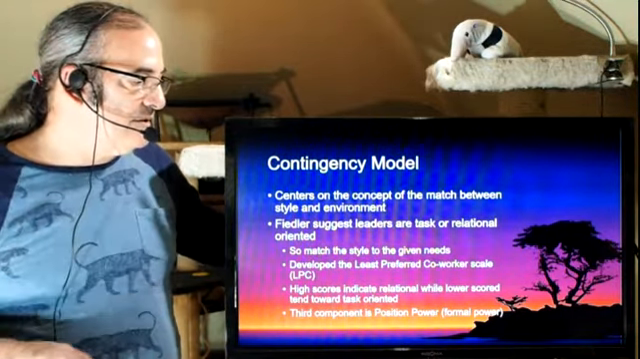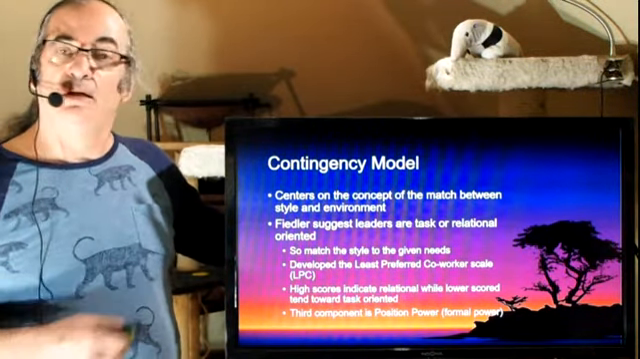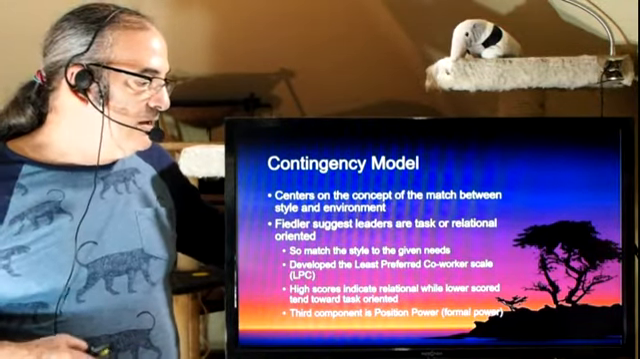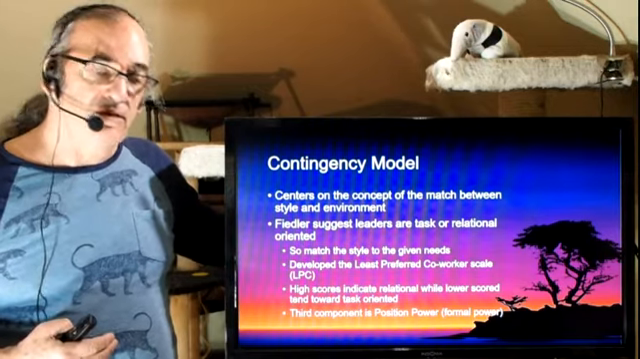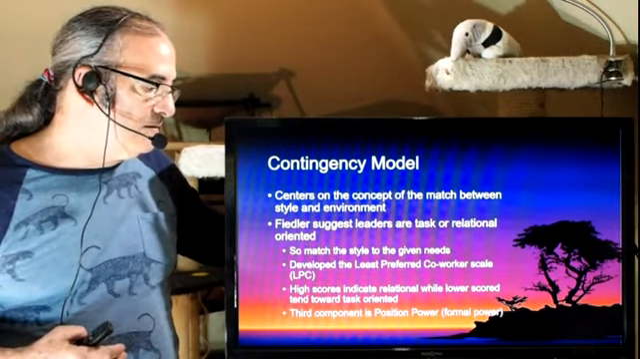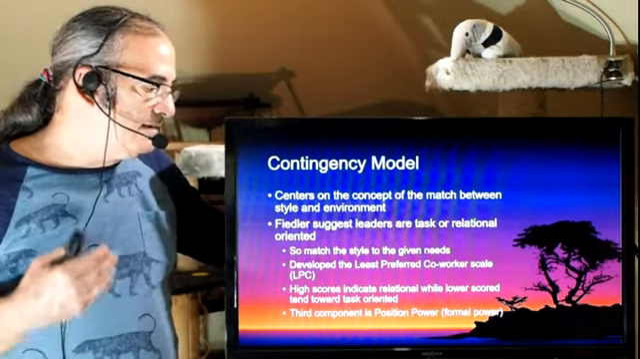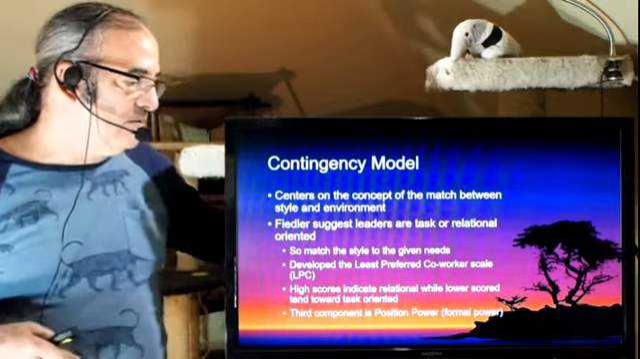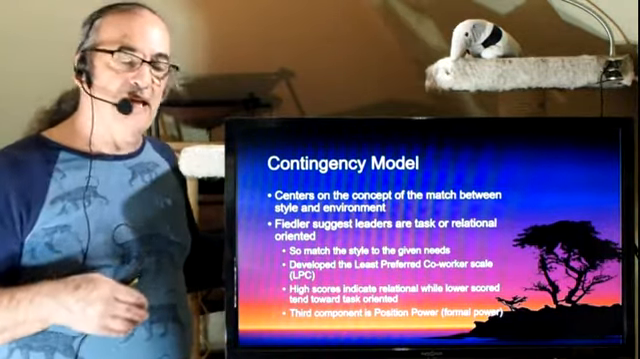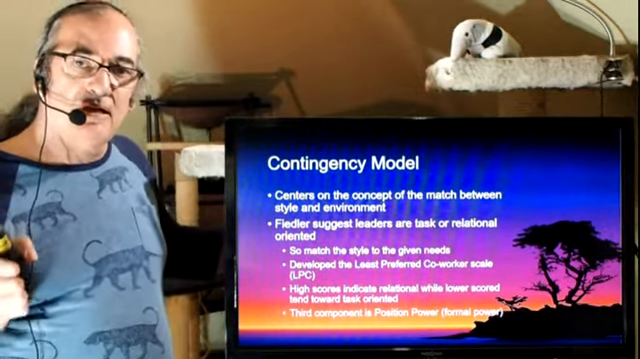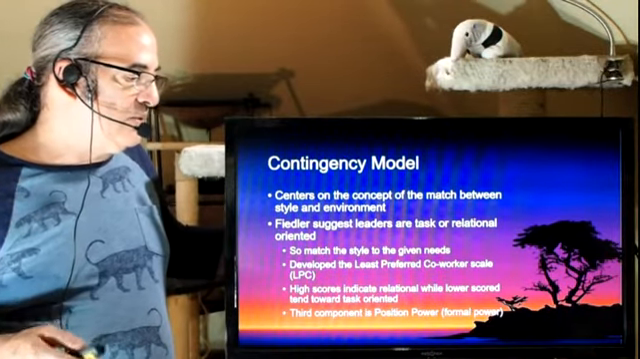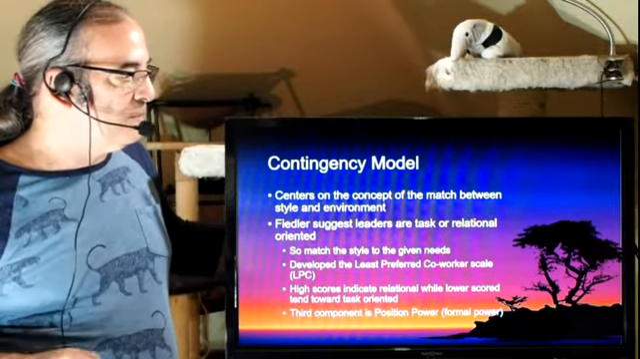Fiedler suggests that leaders are task or relation oriented, and notice this isn't inconsistent with the Ohio State approach, right? So you match the style to the given needs, and you develop the least preferred coworker scale. From this, high scores indicate relational, while lower scores tend to show people that are task-oriented. So we can actually go into this with a measurement of capabilities. The third component is the position power, that is formal power.